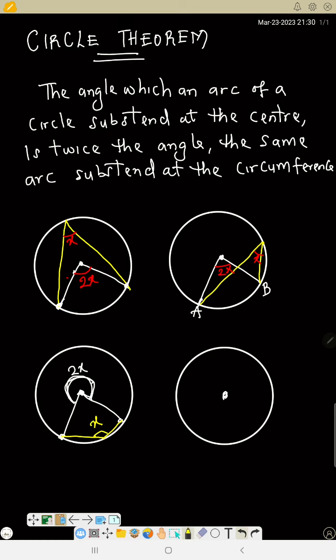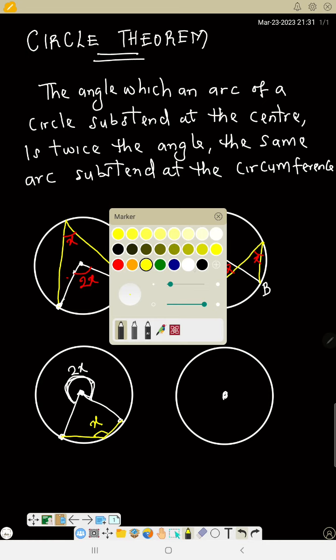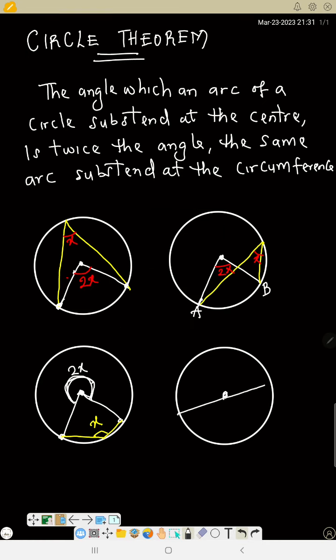So if you look at all these diagrams, it's the same thing: the angle which an arc subtends at the center is twice the angle which the same arc subtends at the circumference. That means it's not a different arc, it's the same arc. Even though this is a diameter, any straight line that passes through the circle and the center is a diameter. If I do it this way, remember this is a straight line, this is 180 degrees, then here must be 90 degrees, because 180 divided by 2 is 90.